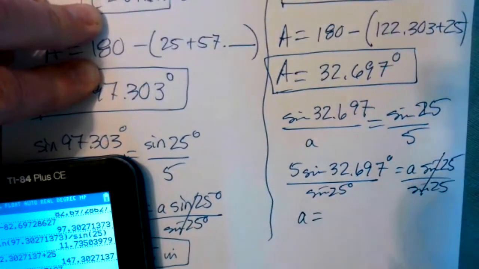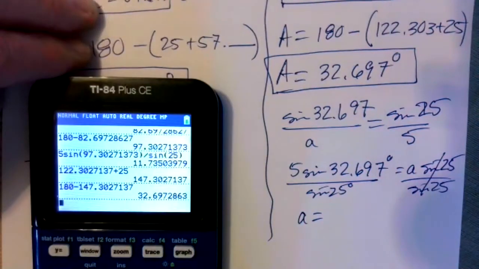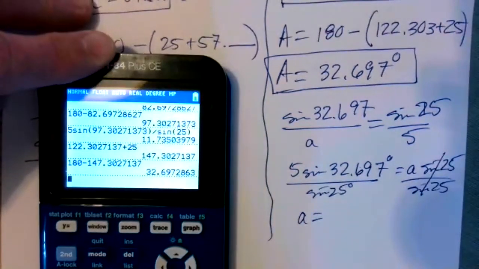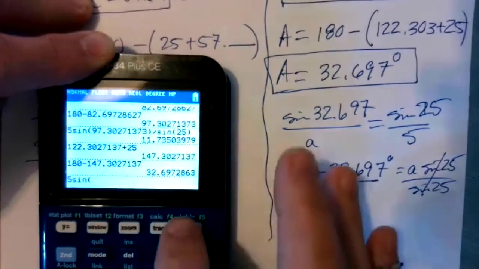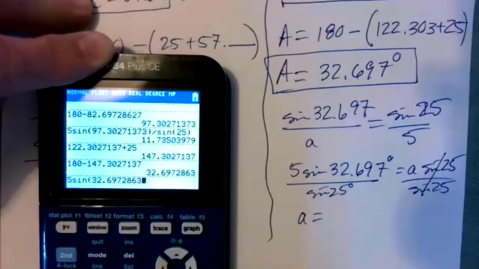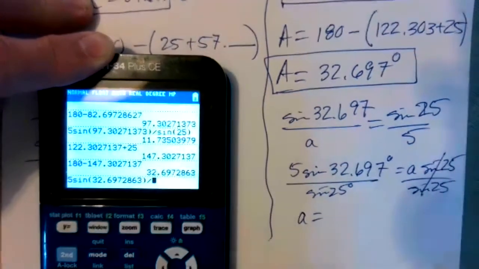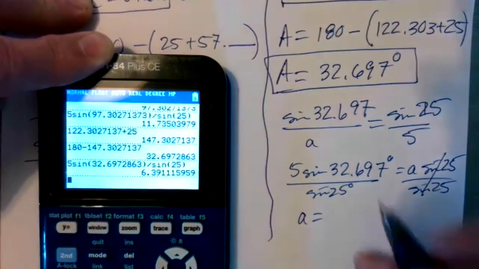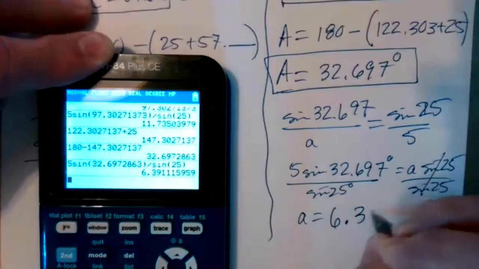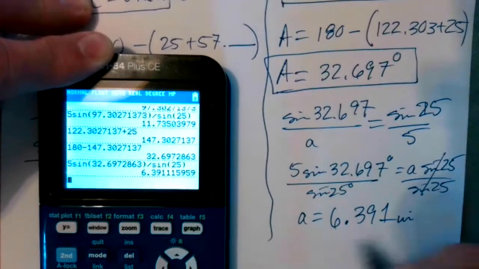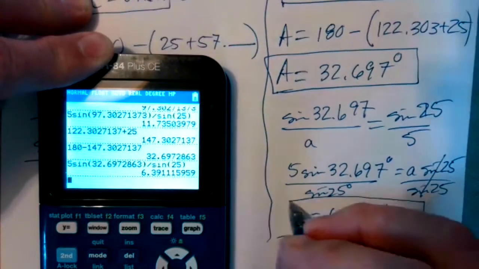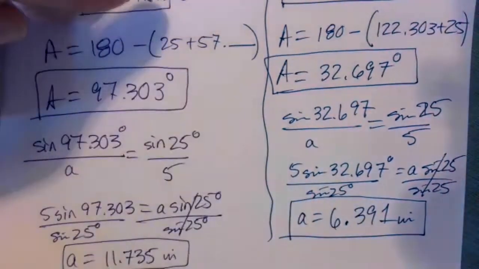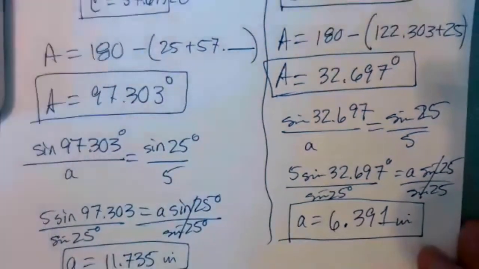So A equals, and I'm just going to retype that. If you want to do the fancy fractiony looking thing, you can. It doesn't matter. Close parentheses, divided by sine of 25. We're coming into the home stretch. Boom, chakalaka. There we are, 6.391 inches. If you have units for your sides, please use them. The angles, because this is really geometry, will be in degrees. And we're good to go.